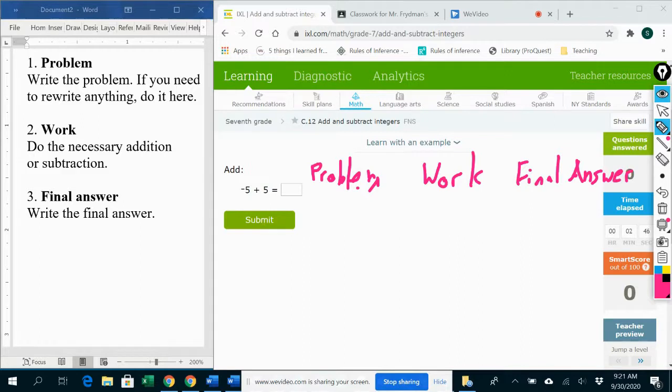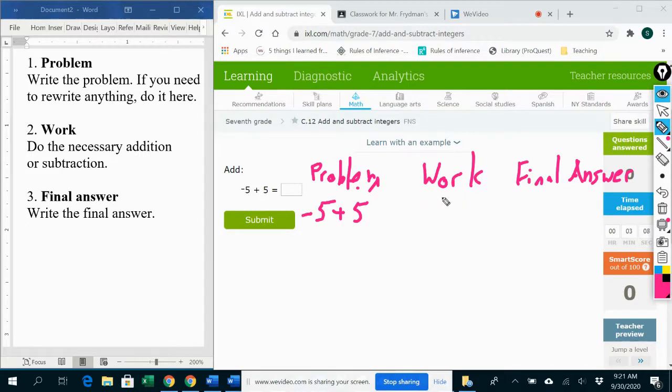Okay, so the problem is -5 plus 5. I know that you can see it right over here, but I'm writing it again because this is the work that you're going to show me when you do these problems. Okay, now, so that's the problem. Do I have to do any rewriting here? No, I don't, because these symbols are not right next to each other.